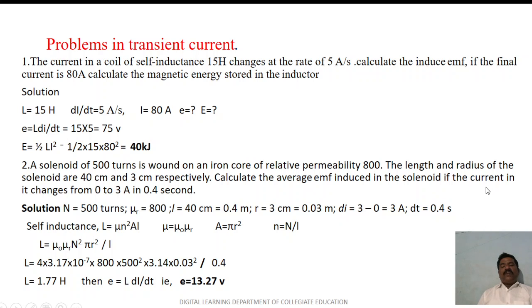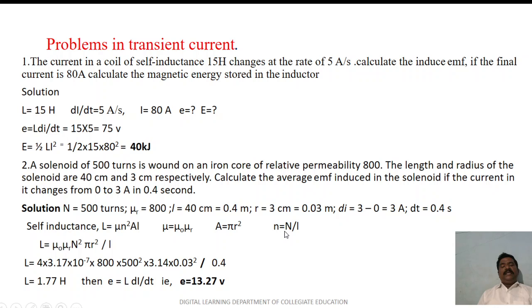If the current in the solenoid changes from 0 to 3 amperes, di is equal to 3 minus 0, which is 3 amperes. So the change of current is 3 amperes, and dt is equal to 0.4 seconds. We know the self-inductance of the coil can be written as L is equal to mu n square A l, where mu is equal to mu naught into mu r, the permeability of free space and relative permeability combined. A is the area of the circular coil, pi r square, and n is the number of turns per unit length.